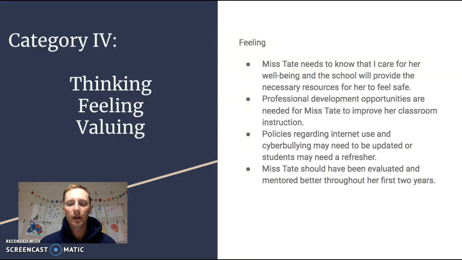Next, policies regarding internet use and cyberbullying may need to be updated, or students may need a refresher with that information, or possibly our district needs to publish that information on the school website or somewhere for all stakeholders to be able to see. And then also, Miss Tate should have been evaluated and mentored better throughout her first 2 years. I think a lot of the issues going on now could have been avoided if Dr. Harvey would have been mentoring her, or provided her a mentor and been evaluating her and walking through her classroom more frequently.